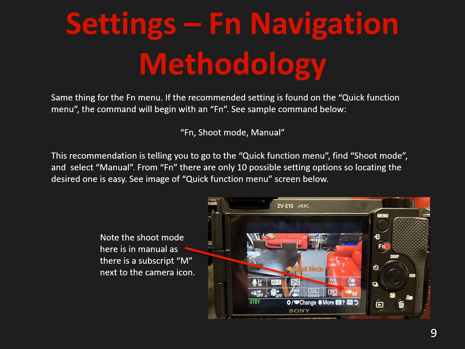So you go to FN, you'd find which one of these options is shoot mode. You can navigate through the camera using this scroll wheel here. Once you find shoot mode, you would click on it and then you choose manual. And all of the quick function settings are in the main menu, but some of the commands I'm going to give to you from the quick function menu because it's faster to do.